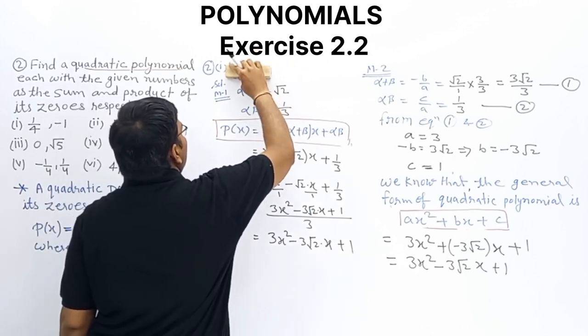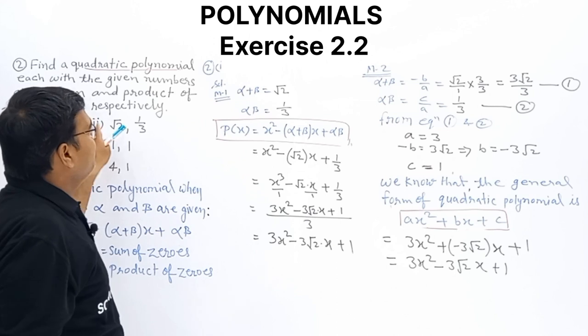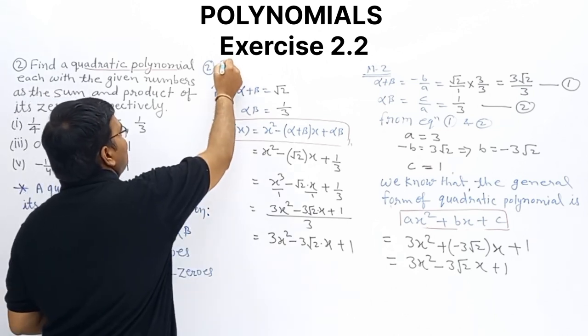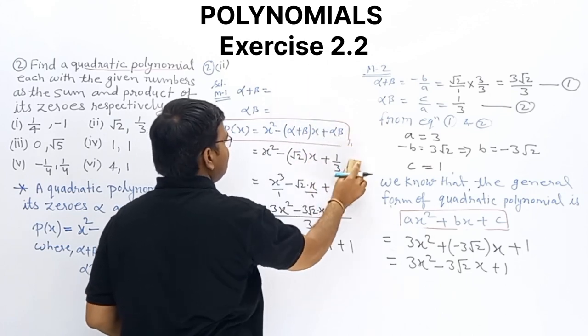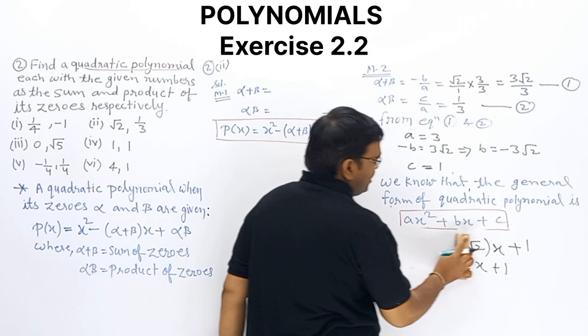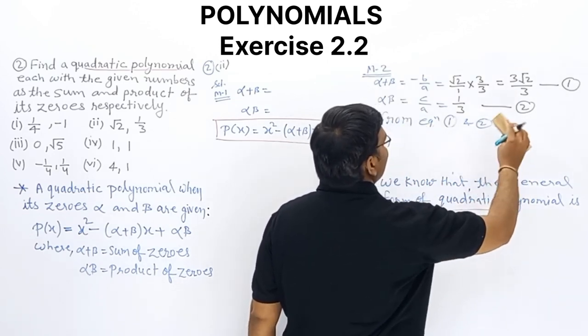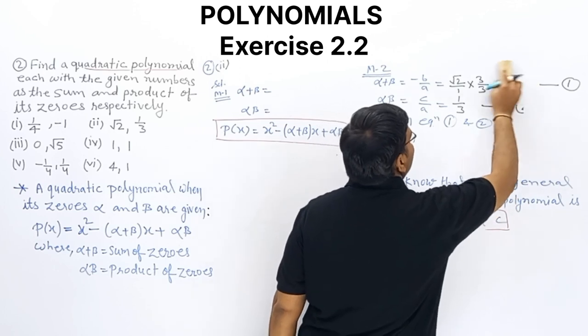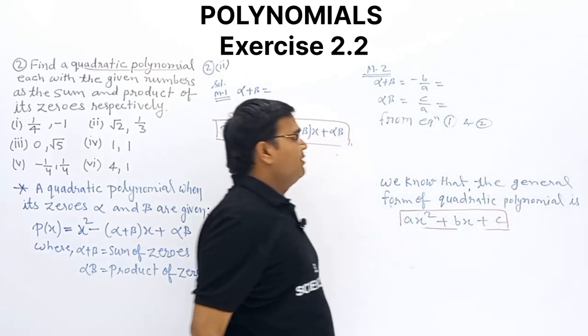Now I am going to take the next question. This one is the second one, this one we solved. Now we will solve the third one. All questions are having the same process. If you follow, you can understand well and easily find the required polynomial.